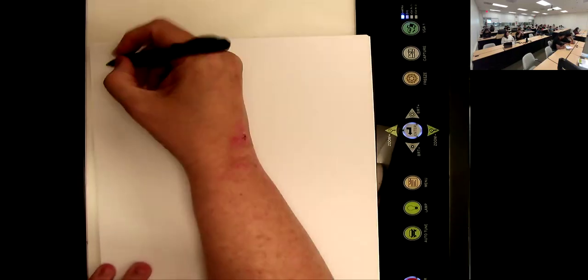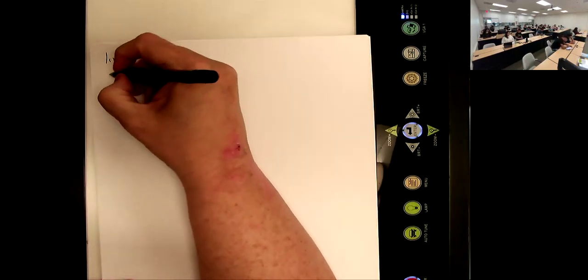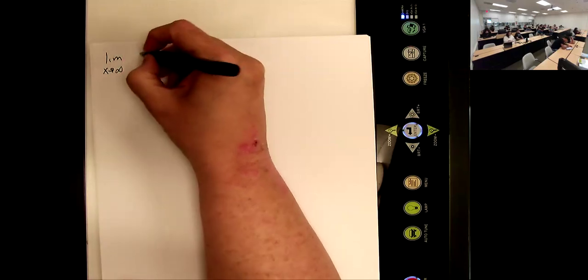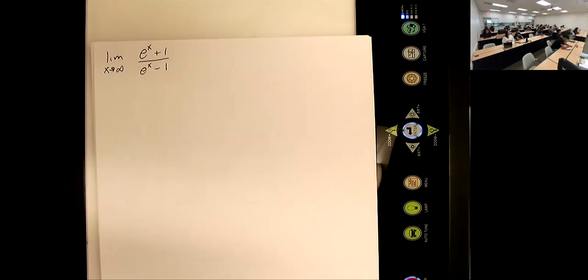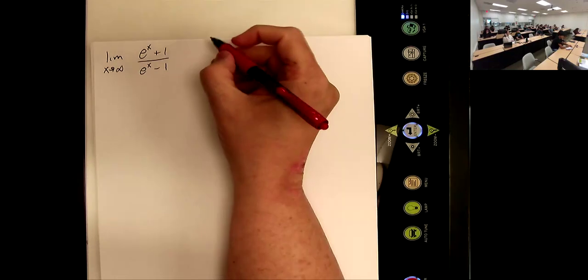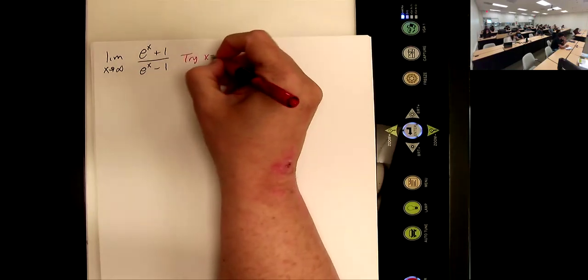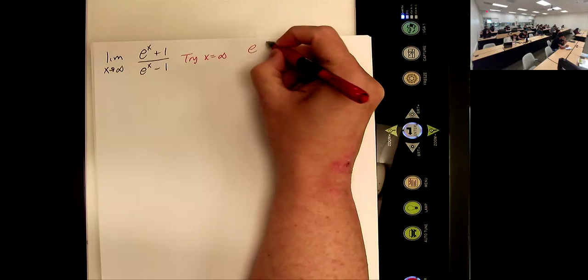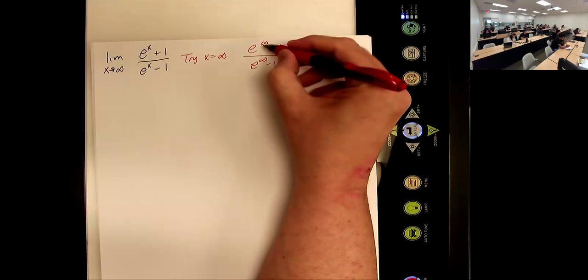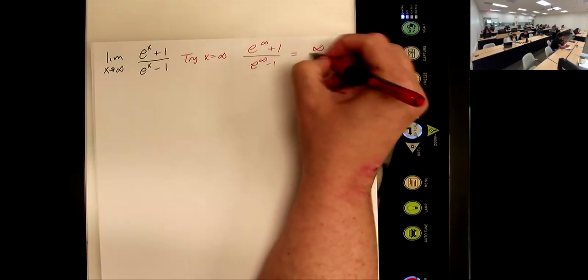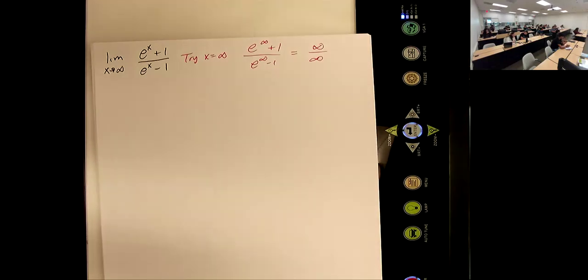So we're gonna find the limit as x goes to infinity of e to the x plus 1 over e to the x minus 1. It's always worth trying to plug in, try x equals infinity. We get e to the infinity plus 1 over e to the infinity minus 1. And e to the infinity is just infinity, so this ends up being infinity over infinity, which is bad. We don't like this one.